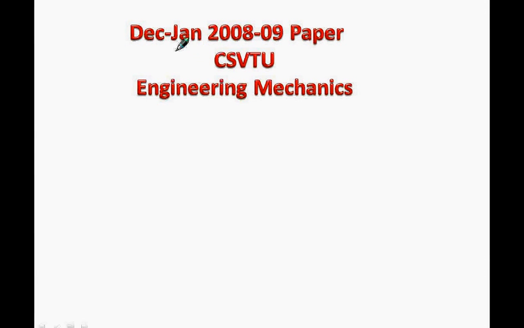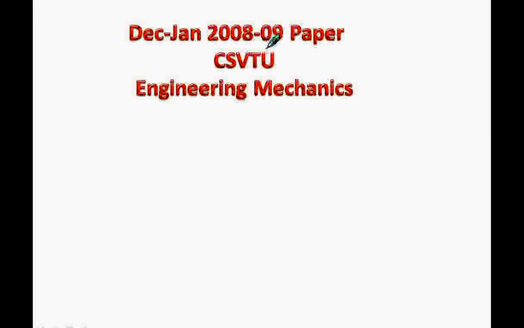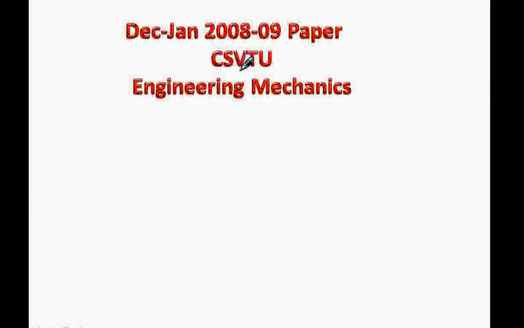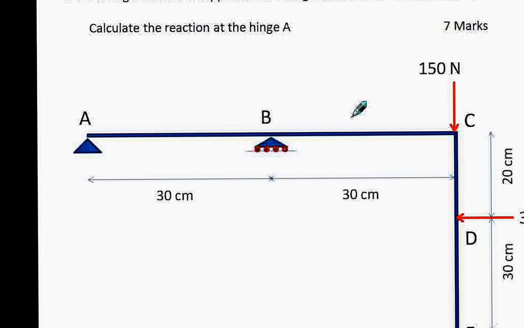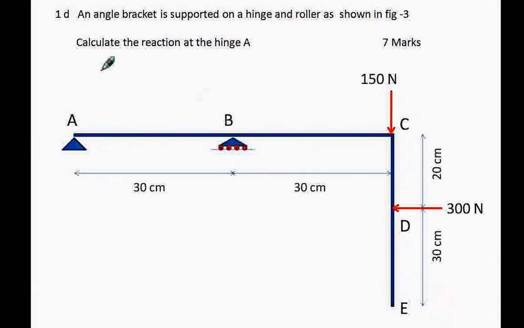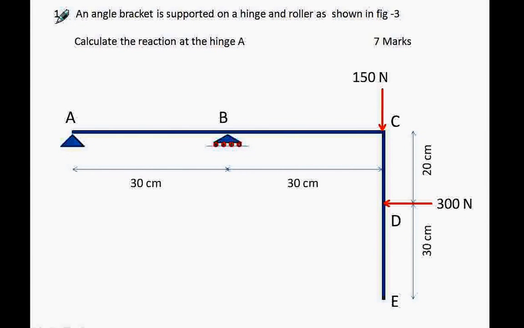We shall solve the question paper of December-January 2008-2009 under CSVTU in the subject Engineering Mechanics. Question number 1D: an angle bracket is supported on a hinge and roller as shown in the figure. Calculate the reactions at the hinge A. This question carries 7 marks.